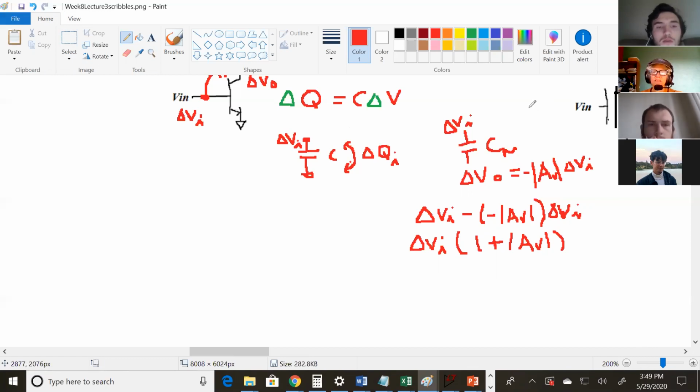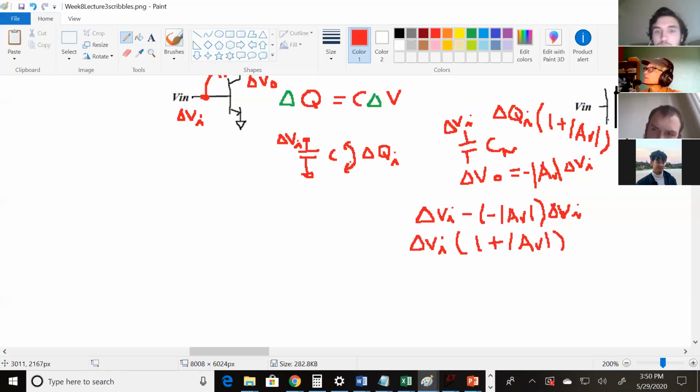One plus AV. Yes, so you have your original change in charge times 1 plus AV. Okay, so it needed 1 plus AV times more charge to get up to the voltage that it wants to get to. So it had to give that much more charge to just change delta VI. So how much bigger does that capacitance look to the input than it actually is?